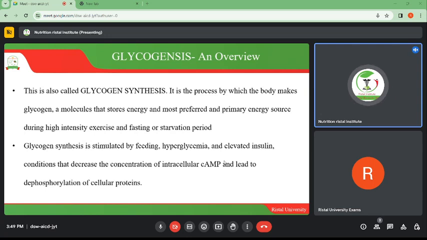Today we are going to have a lesson, or our lecture, on glycogenesis and to have an overview of this. But before we get into the overview, what are you really going to get out of this lecture?